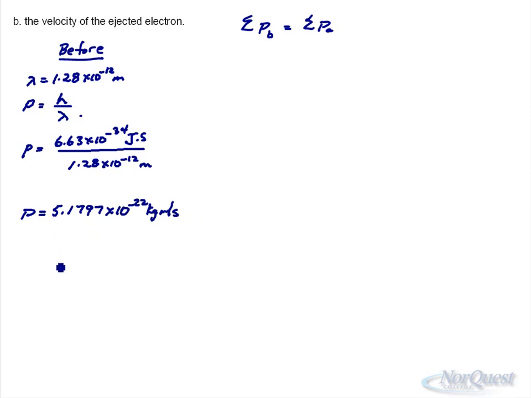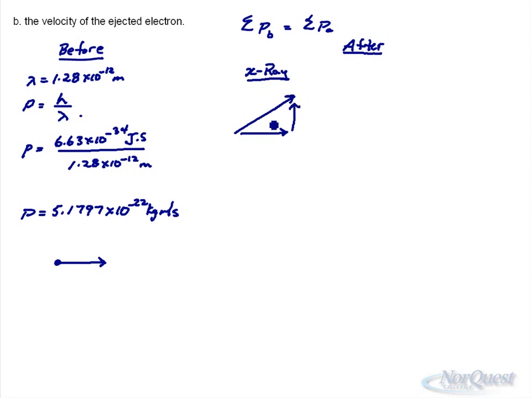And I'll draw my little picture. I'll use a dot and a vector to indicate that that's its original momentum. The after scenario, we have two things to worry about. We have the scattered X-ray. So I'm going to write the scattered X-ray first. And we know its momentum was at an angle. So we're going to need to break this into X and Y components.